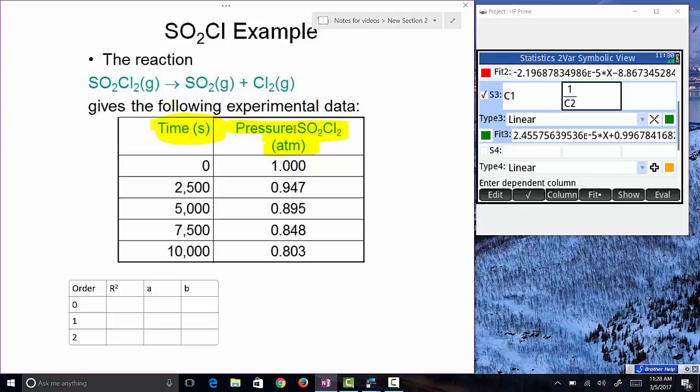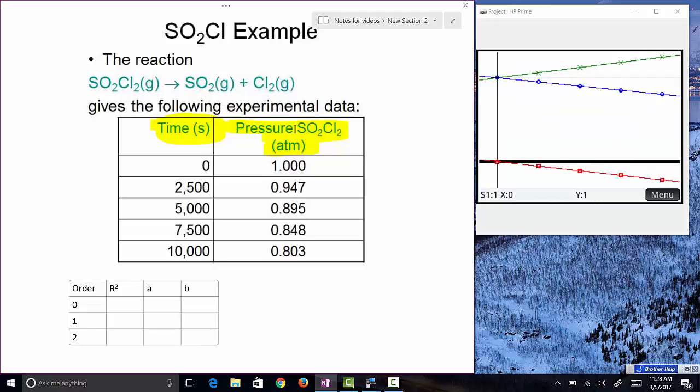So again, if I go to plot, now we can see. You look at that and you're going, oh wow, they all look really, really linear. So how do I know which one it is? Well, that's where we're going to look at our correlation data.